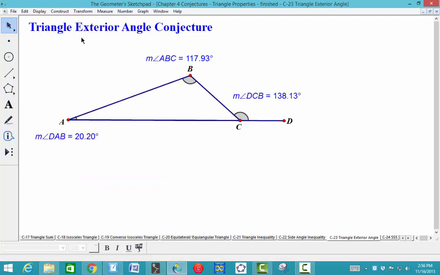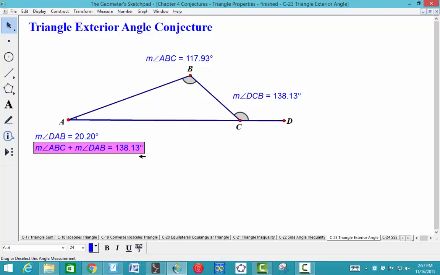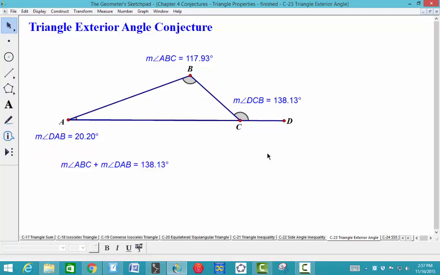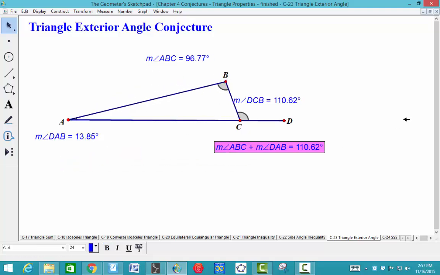Conjecture number 23, the triangle exterior angle conjecture. What this states is the exterior angle of a triangle, the measure of this angle here, is always going to be equal to the sum of the remote interior angles. Remote meaning that they're far away, interior meaning that they're inside the triangle. So if I were to calculate the sum of the remote interior angles, that's always going to be equal to my exterior angle. And you can move the triangle to see that as well. Okay.